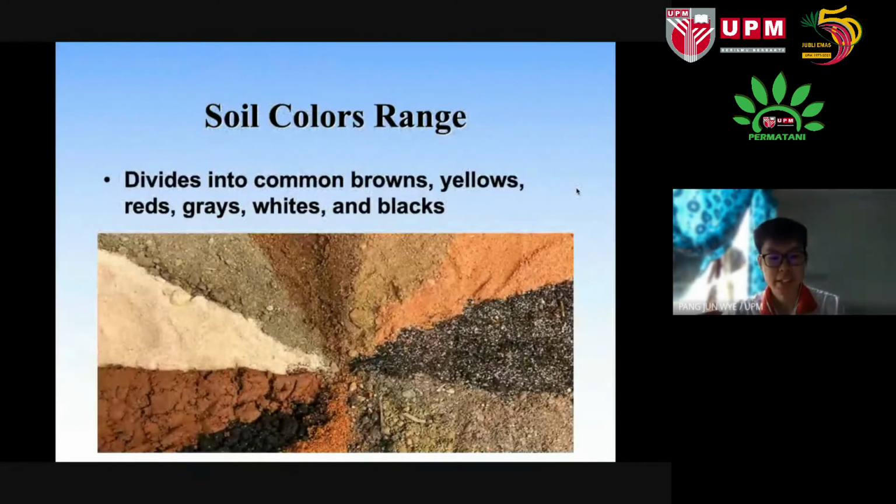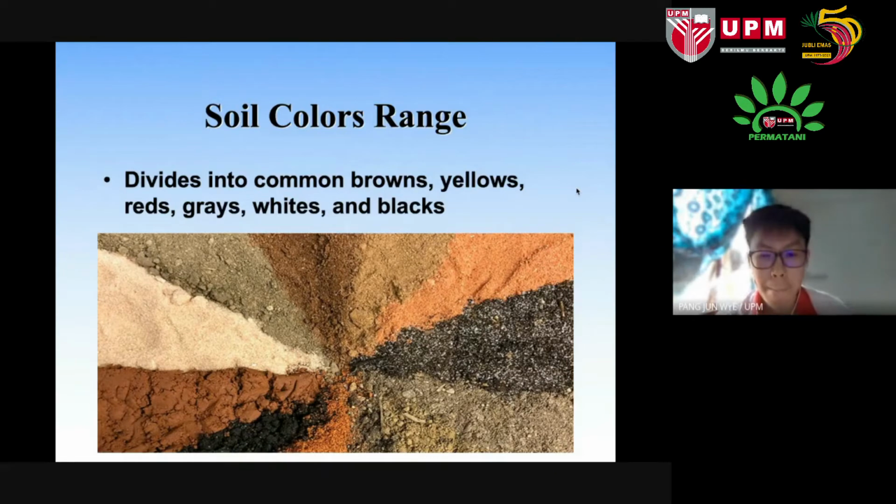The first thing that I would like to share is about the soil color range. Soil is divided into several colors. The most common soil colors are browns, yellows, reds, grays, whites, and blacks. The picture that I provided is an example of soil that has multiple colors. And so, the next slide.